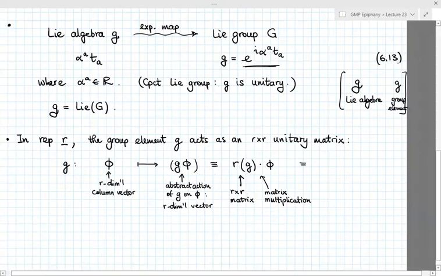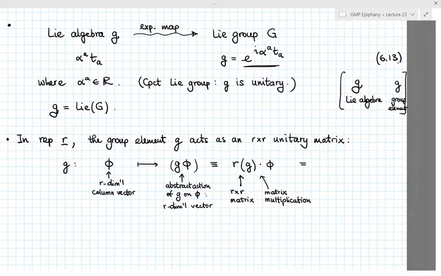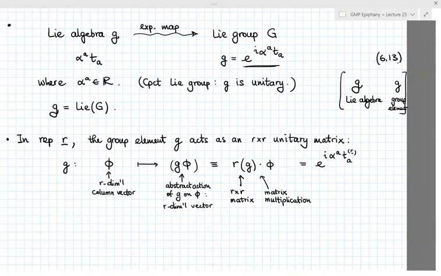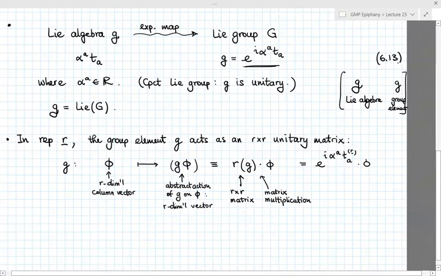And then since the abstract group element can be expressed as an exponential of i times the Lie algebra element, the same is true in the representation. And so R of G as an R by R matrix can be expressed as an exponential of i alpha A times the generators TA in representation R. So this again is an R by R matrix, which acts by matrix multiplication on the vector phi.